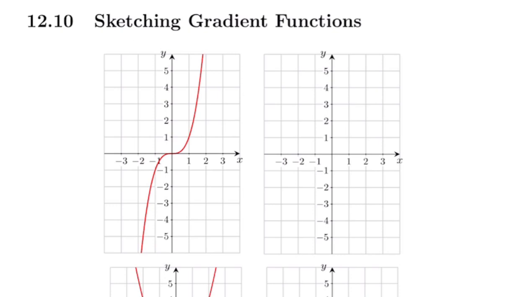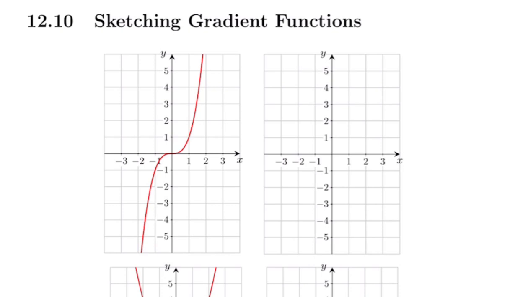This is the final video for Chapter 12, Differentiation, and this goes with sections 12.10 and 12.11 in your workbook. The first section that we're going to look at is sketching gradient functions, and then we're going to do some work on using maximum and minimum for optimization.